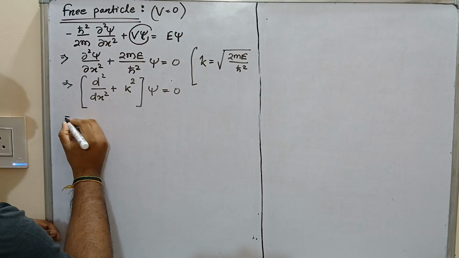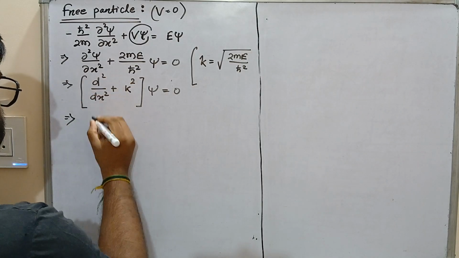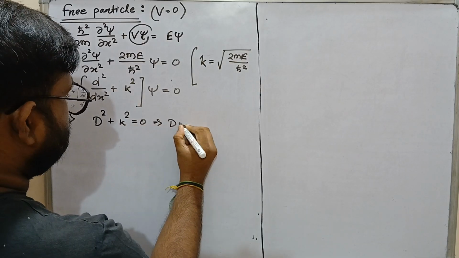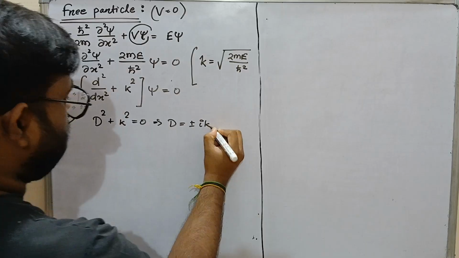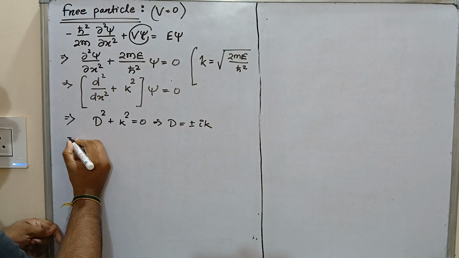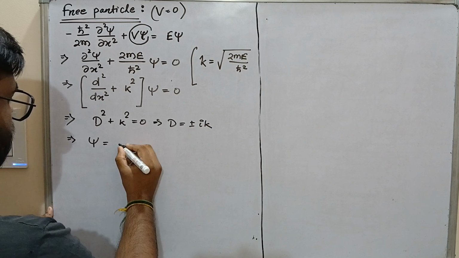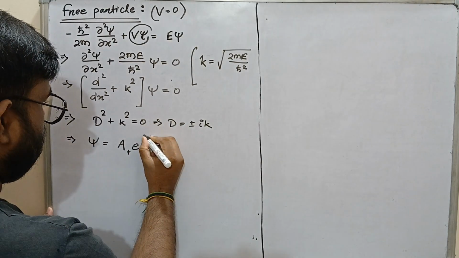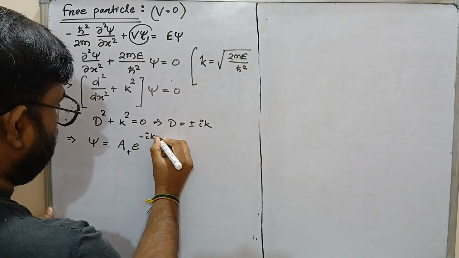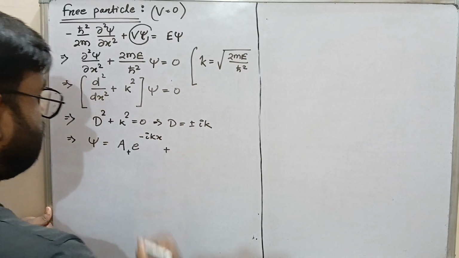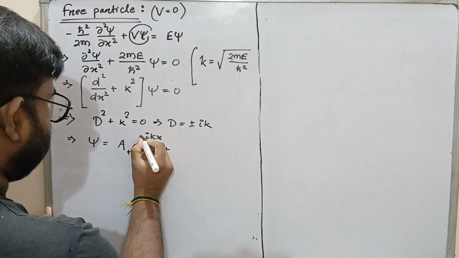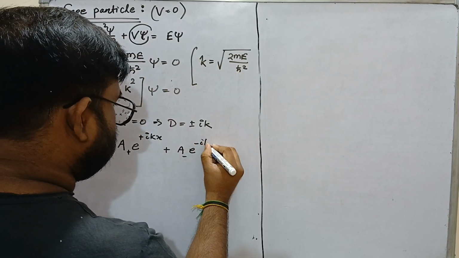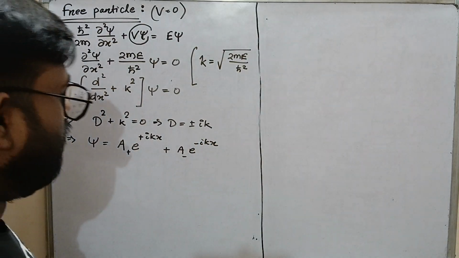Now solving it, what happens? We take this as D square, and this is our k square. We equate it to 0. Now what happens? D is equal to plus minus ik. Yes. Now the solution of psi will be, first function, let's say A plus e to the power minus ikx, plus another function, this let's say is A minus, then the second will be e to the power minus ikx. Okay, understood?